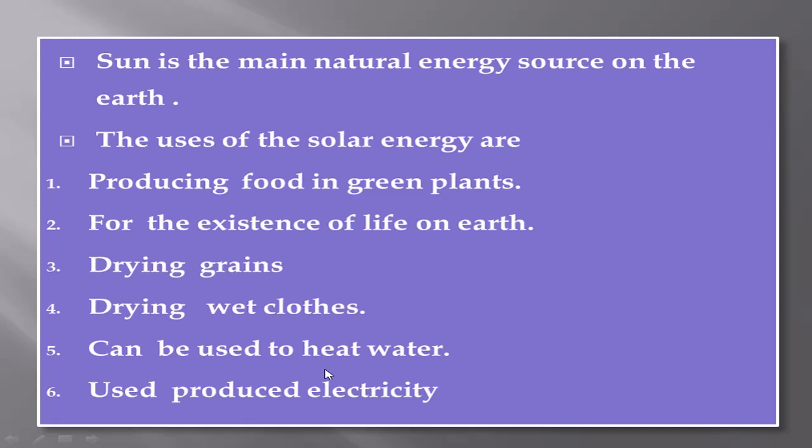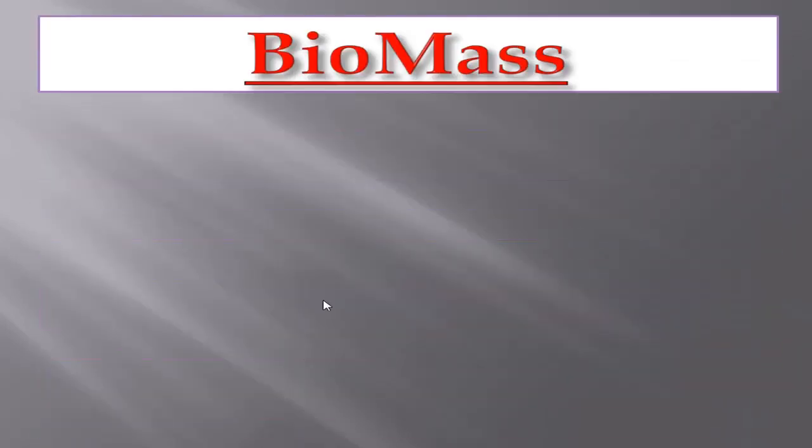Right, the sun provides solar energy. The functions of solar energy are producing food in green plants, the existence of life on earth, drying grains, drying wet cloth, heating water, and producing electricity. Those are the functions of solar energy. Right, now we have learnt about our main source of energy. Then we will go to learn about our next types of energy sources. Right, after solar energy we have to learn biomass.